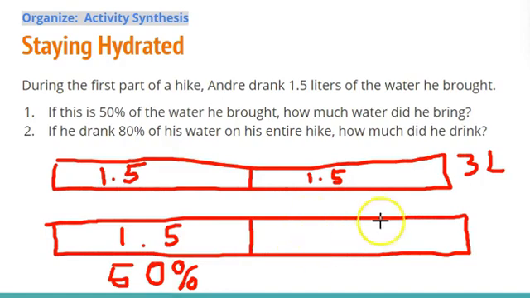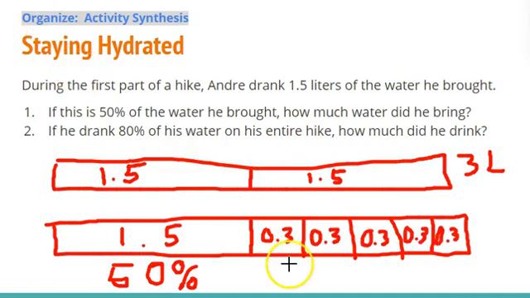Well, I can break that up into 5 equal parts. What's 1 5/10 divided by 5? Yeah, 3/10. So now I need 3 of these, which makes what? 3/10 and 3/10 and 3/10 makes 9/10, 9/10, and 1 5/10 makes 2 4/10 liters. And that would be the 80%.